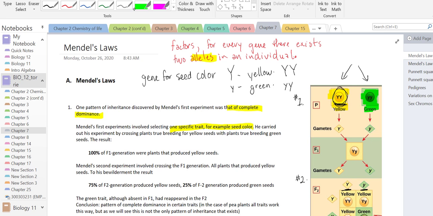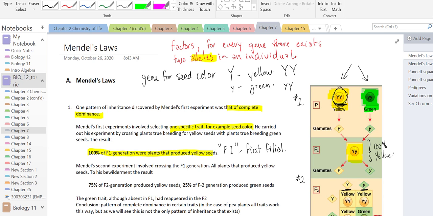And so what he found was that 100% of the F1 generation, and here we get into terminology again, right? So this F1 stands for first filial generation. And so again, he didn't know about what this genetic makeup was, right? But what he did know is that 100% of the offspring produced yellow seeds. So his question, right, was where did this green seed factor go?